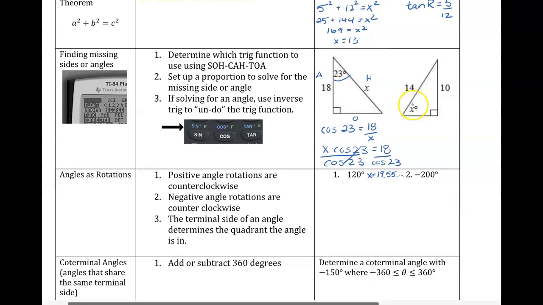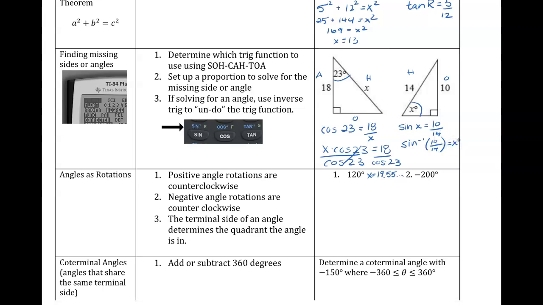For the next problem, now we're trying to find an angle. So we're going to use inverse trig. We're still looking at the opposite side and the hypotenuse, which tells us we're working with sine. So we have sine of our angle equals opposite over hypotenuse. And then we're not going to cross multiply when we're trying to find the angles. We're going to use that inverse trig. So we're going to do inverse sine of 10 over 14, and that's going to equal x.